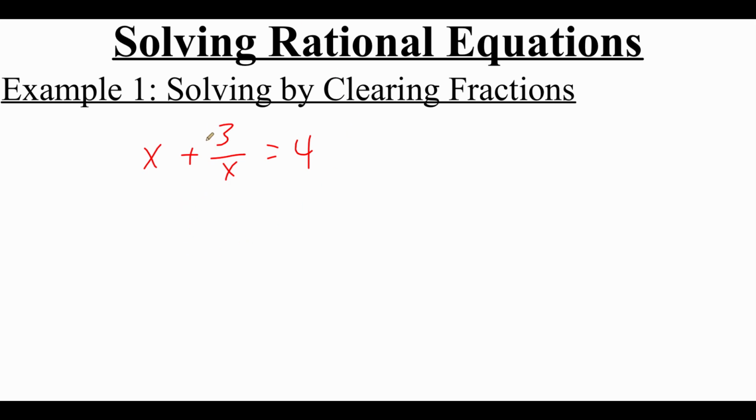So notice on this 3 over x, we have a fraction where we are dividing by x. So we want to think about how can we get rid of division by x. And in order to get rid of division, we're going to have to do a little multiplying. So what I'm going to do is I'm going to take this entire equation and I'm going to multiply by x. Now I'm going to have to do distributive property. X times x is x squared.